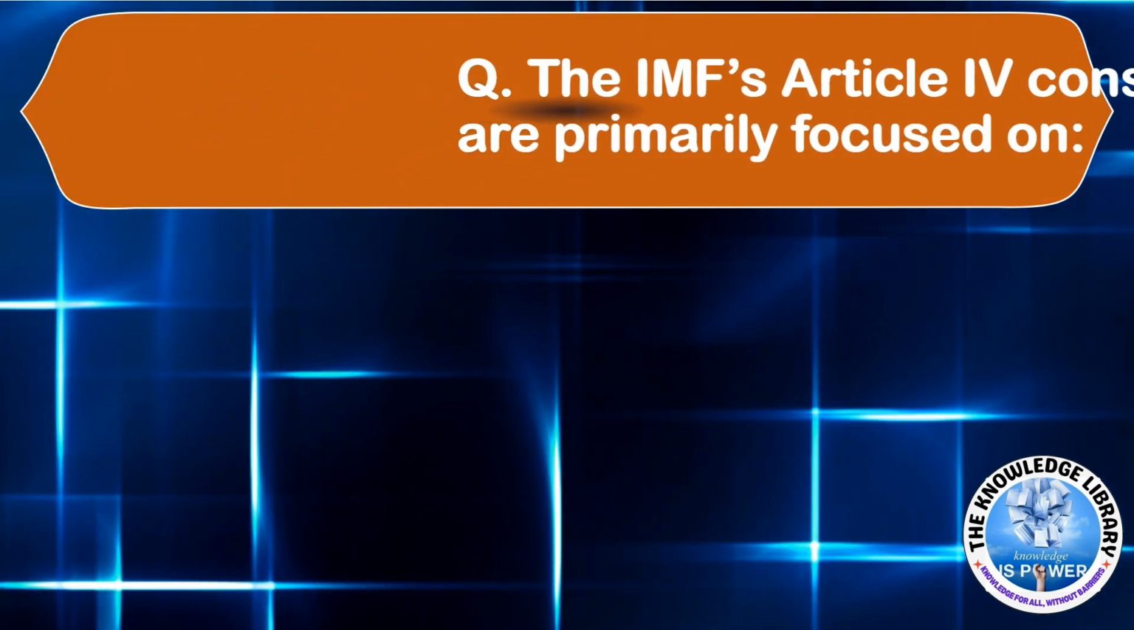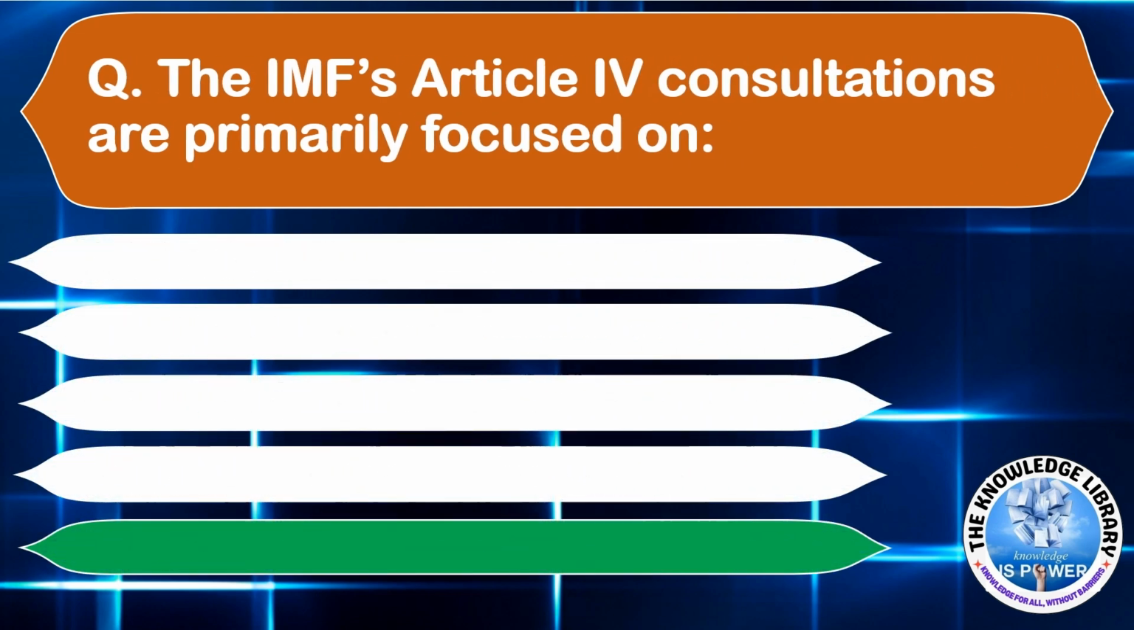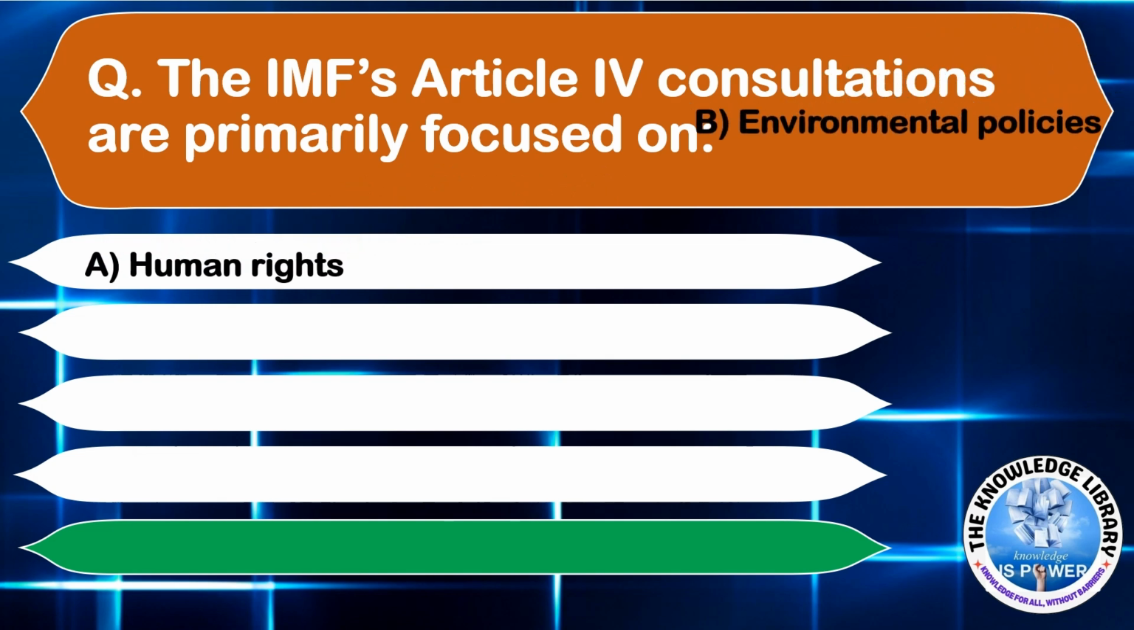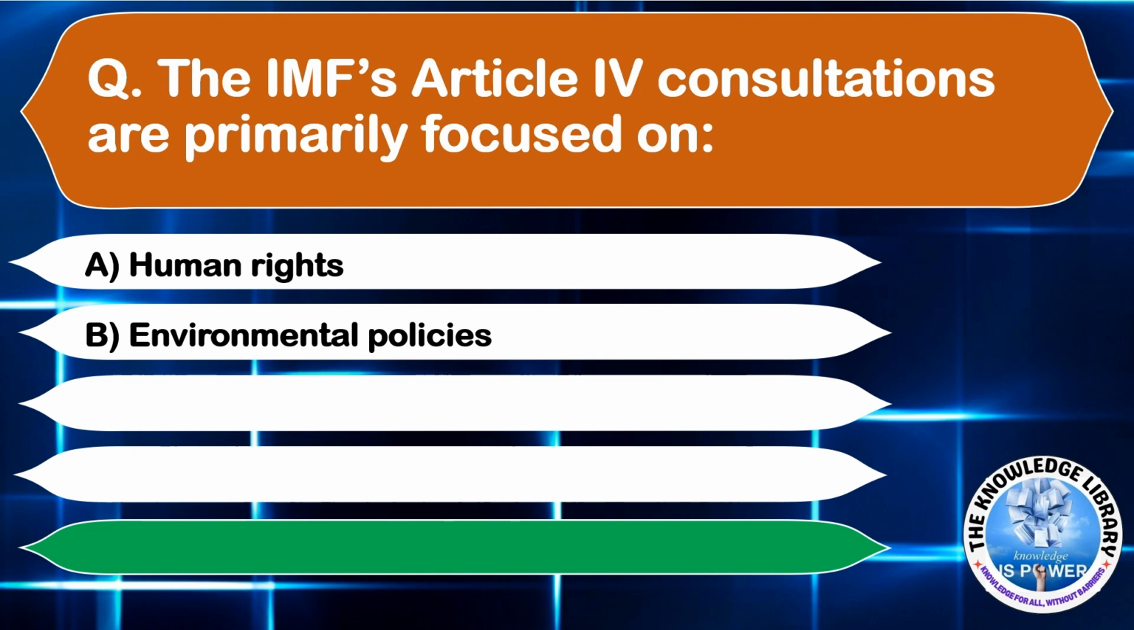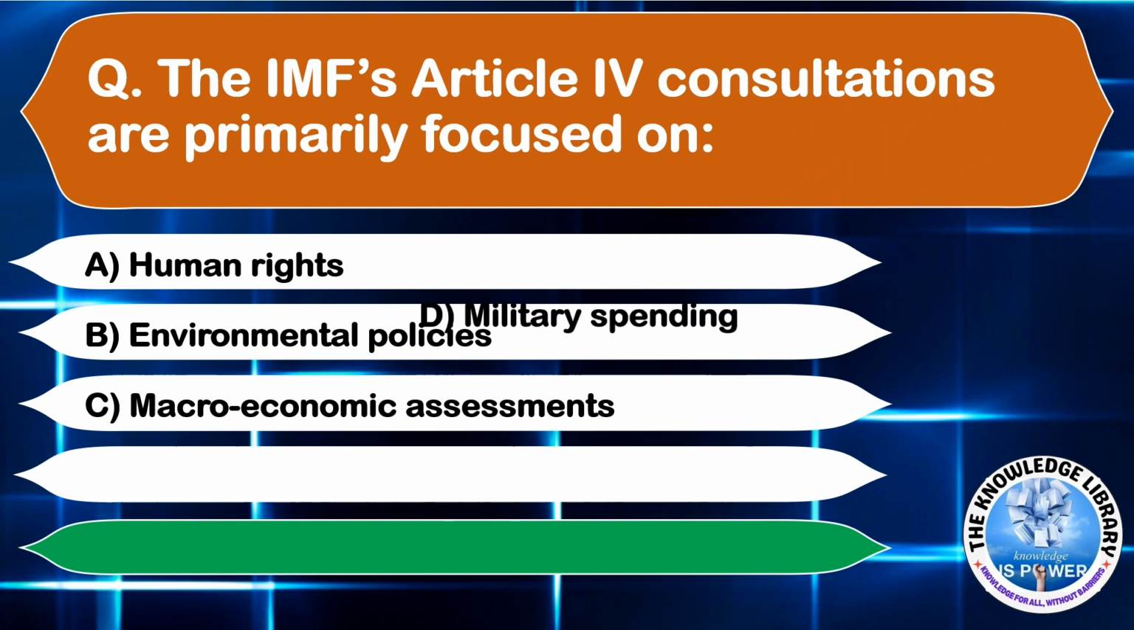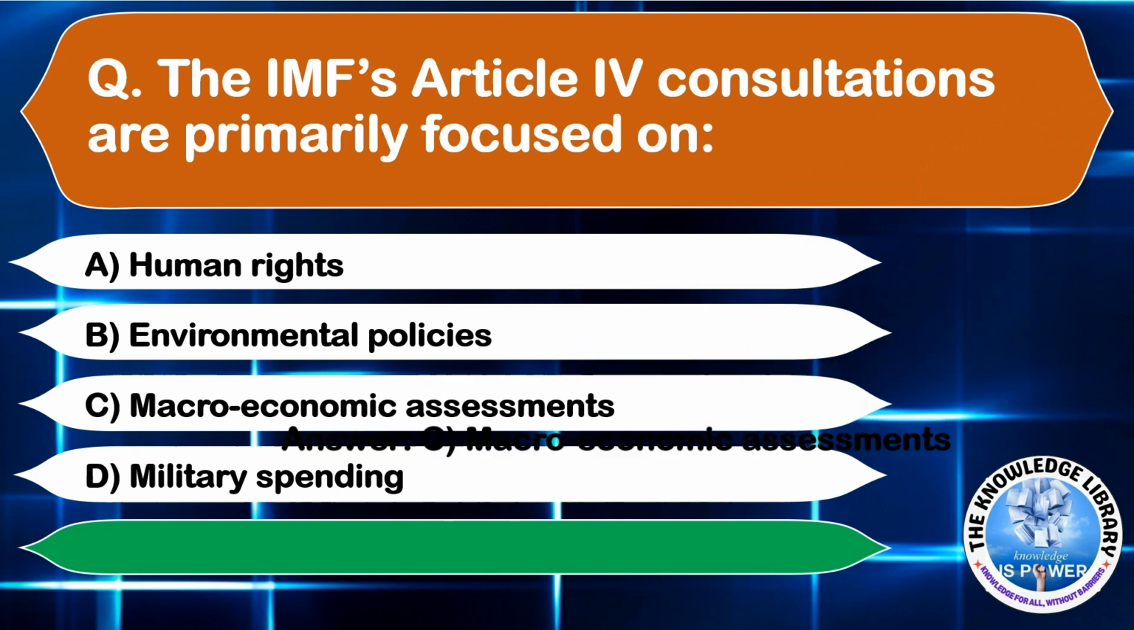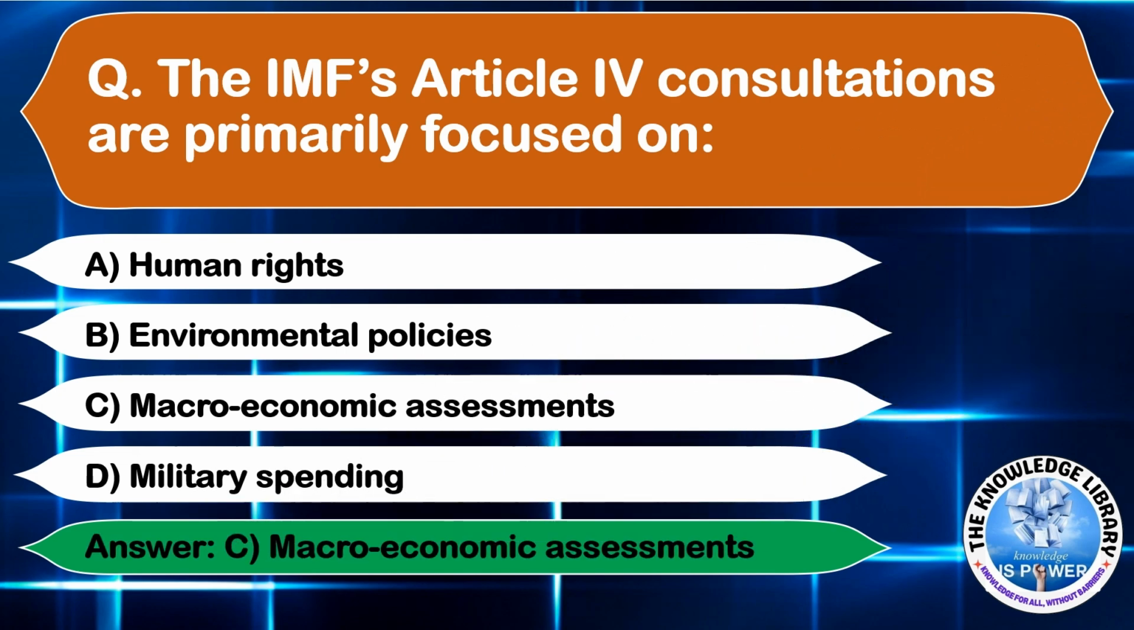Next question is, the IMF's Article 4 consultations are primarily focused on option A, human rights. Option B, environmental policies. Option C, macroeconomic assessments. Option D, military spending. Answer is option C, macroeconomic assessments.